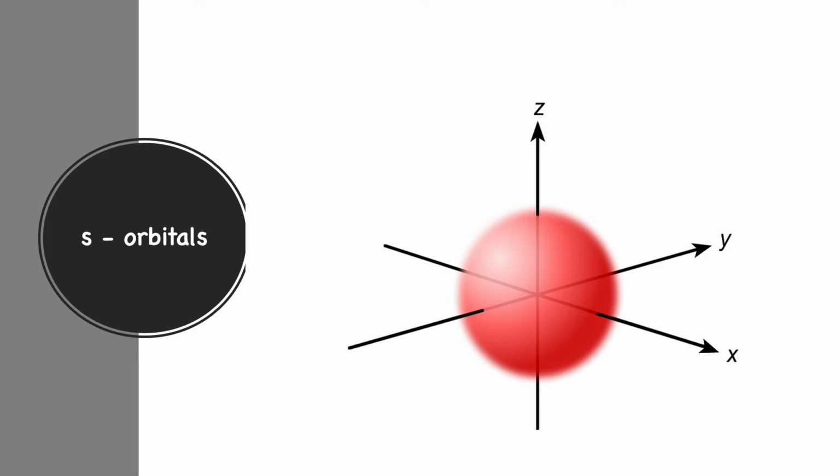We are talking about three major types of orbitals. First is the s orbital. Here, the electron density is spherically symmetric around the nucleus of the atom, which means the probability of finding electrons in this orbital is spherical. As the energy level increases, the s orbital gets larger.